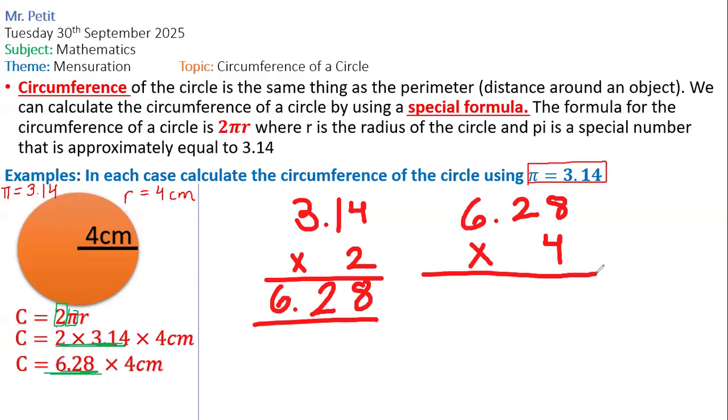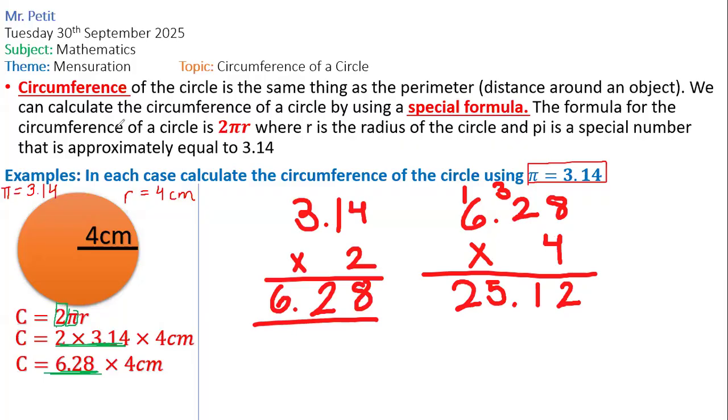Very good. So we have 4 times 8. What is 4 times 8? That's going to be what? 32. Put the 2 down, put the 3 up. 4 times 2 is 8, plus 3 is 8, 9, 10, 11. That's going to be 11. Put the 1 down, put the 1 up. 4 times 6 is going to be 24 plus 1 is 25. We bring the point down, 25.12.